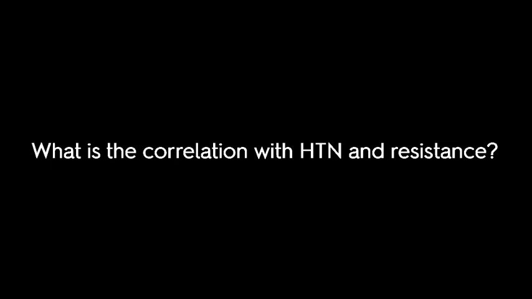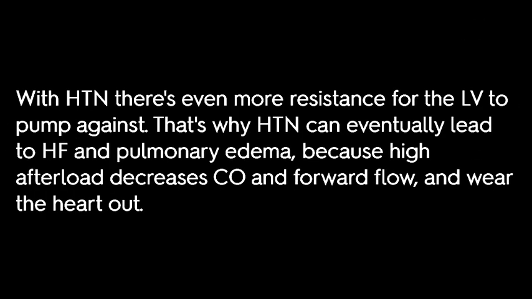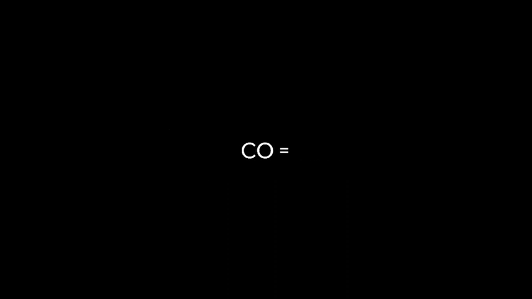Resistance. What is the correlation with HTN and resistance? With HTN, there's even more resistance for the LV to pump against. That's why HTN can eventually lead to HF and pulmonary edema, because high afterload decreases CO and forward flow and wears the heart out. What is stroke volume? It is the amount of blood pumped out of the ventricle with each beat. CO equals HR x SV.